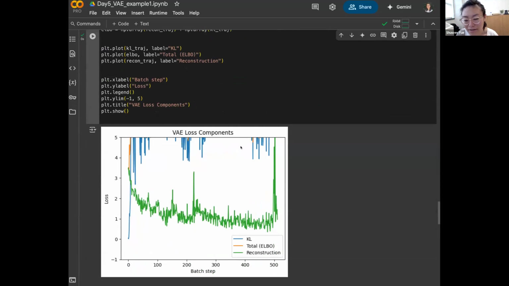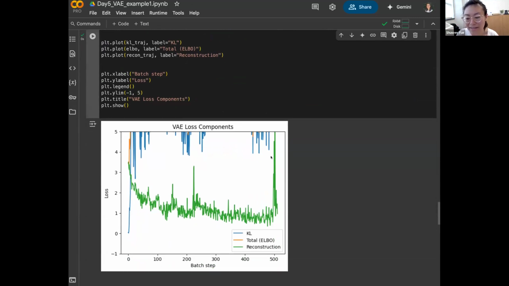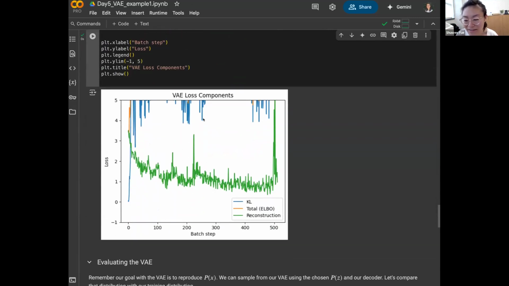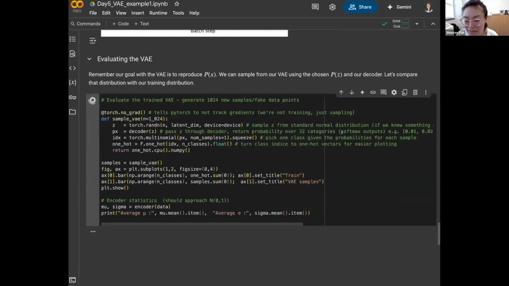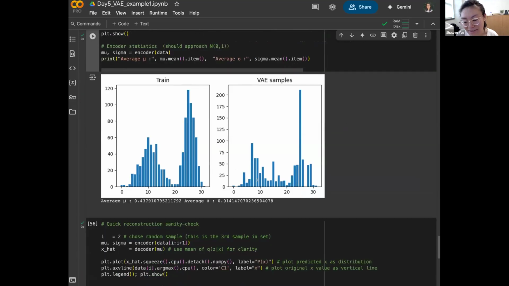Okay, so now the loss looks a lot higher, so I'm anticipating the KL isn't really converging much at all. Here, we'll come back. Okay, so now this is our original training set. This now is our generated. So we basically have not really learned the latent space.